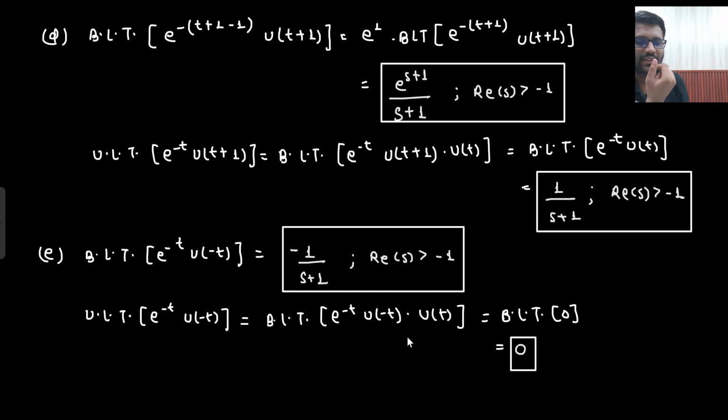So for an anti-causal signal, the unilateral Laplace transform will be 0 only, because in the unilateral Laplace transform you take the limit from 0 minus to infinity. But in the case of an anti-causal signal, from 0 minus to infinity, everything is 0 only. So that's why it will give 0 only, which is pretty obvious. Very easily you can think.